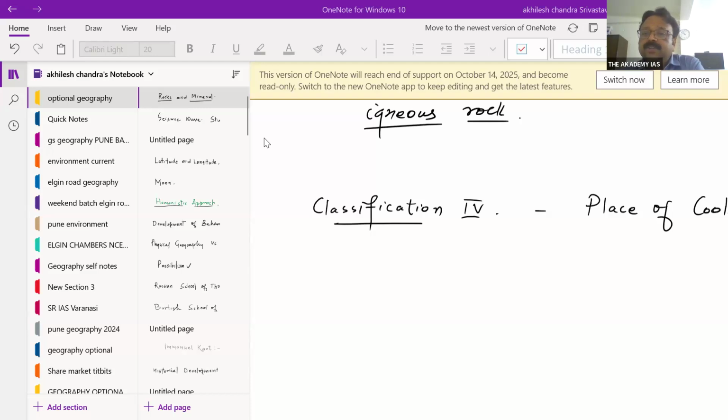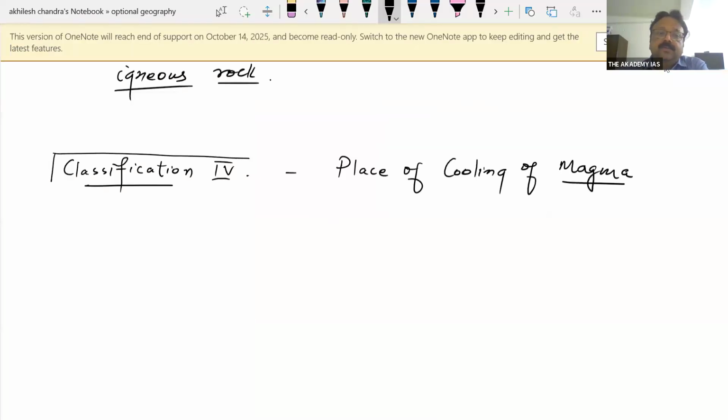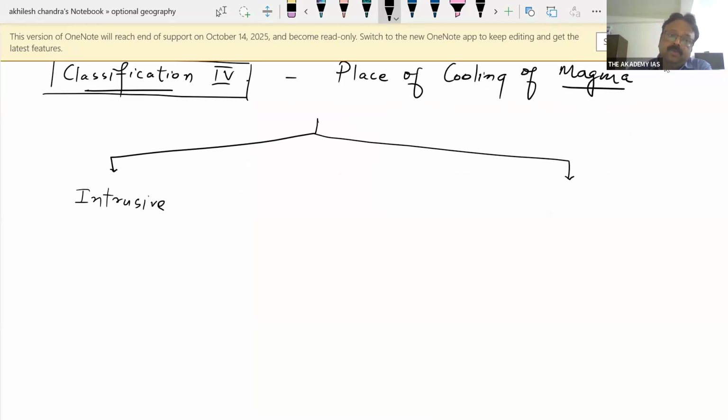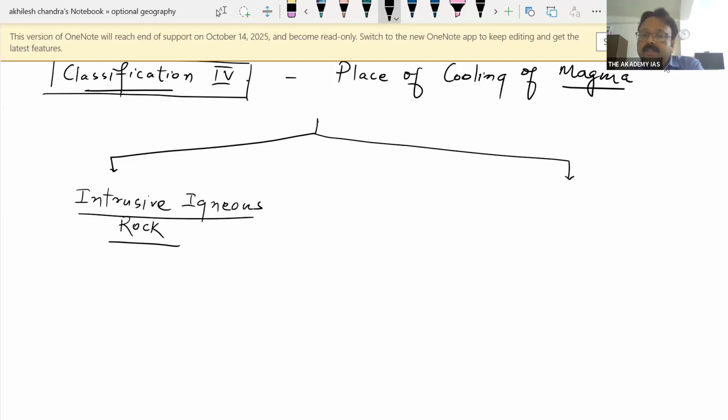So we are discussing the classification of igneous rock, and the classification is based on the place of cooling of magma. Based on the place of cooling of magma, we can divide it into two types. One is intrusive igneous rock. Another one is extrusive igneous rock.